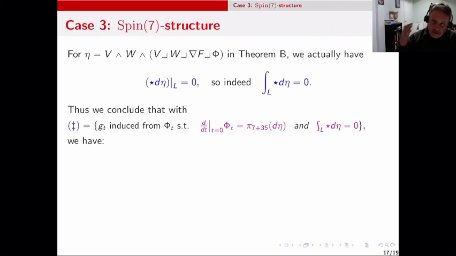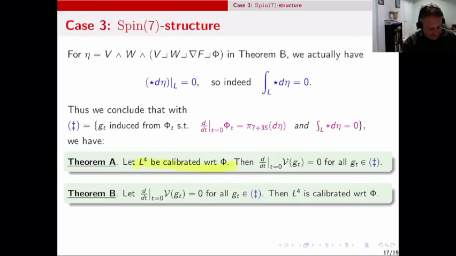We actually have a theorem A and a theorem B. They're converses of each other, exact converses. We have to do the following. The special class of metric variations that we're allowed to do are those metrics that are induced by varying the 4 form, the Cayley form, in the direction such that its time derivative at time 0 is the projection onto 7 plus 35 of something exact, so there's no pi 1 here, and we also need to assume that the integral over L of star d eta is 0. If we assume those properties for these metric variations, then theorems A and B are true. If L is calibrated, then G is critical for all such variations. And if G is critical for all such variations, then L is calibrated. Okay? So we did find our theorem A and theorem B.